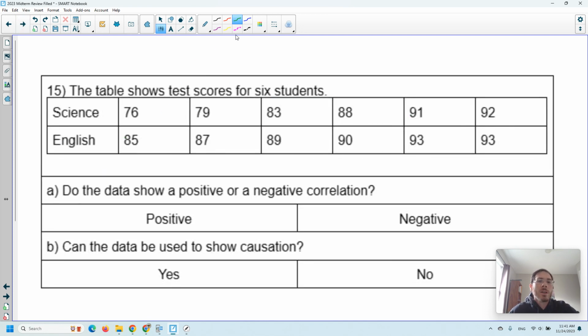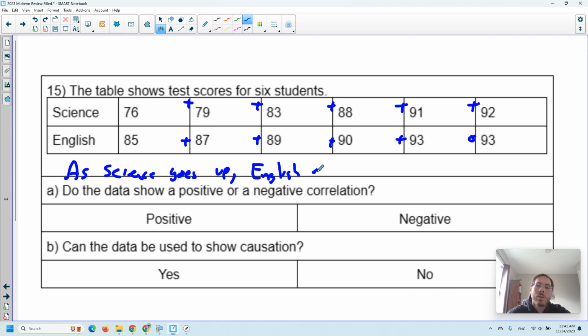For 15, we've got our scores for 6 students. We have to decide if we have a positive or a negative correlation. As these are going up, up, up, up, up, flat, for the most part it looks like as science goes up, English goes up. Since they're both going up at the same time, that would be a positive correlation. So negative would be if one went up and the other went down.